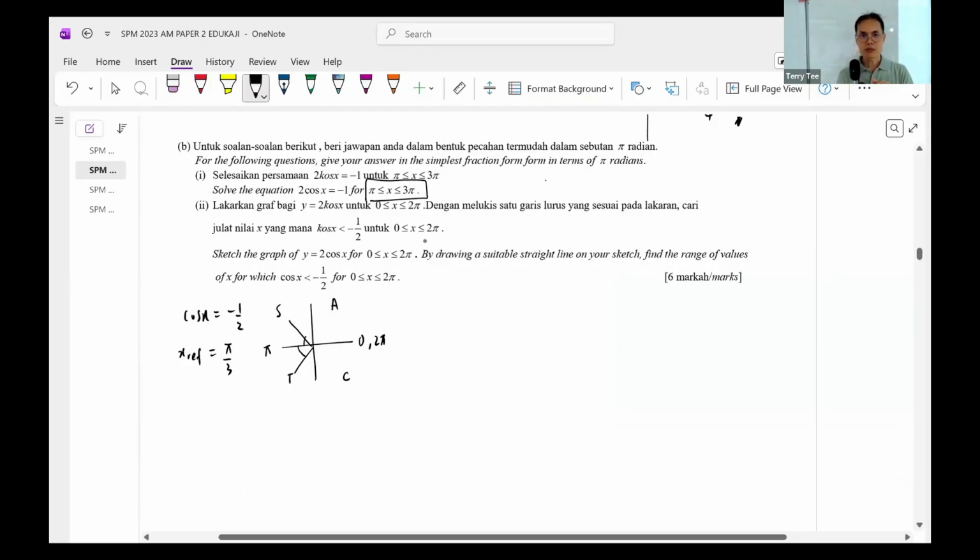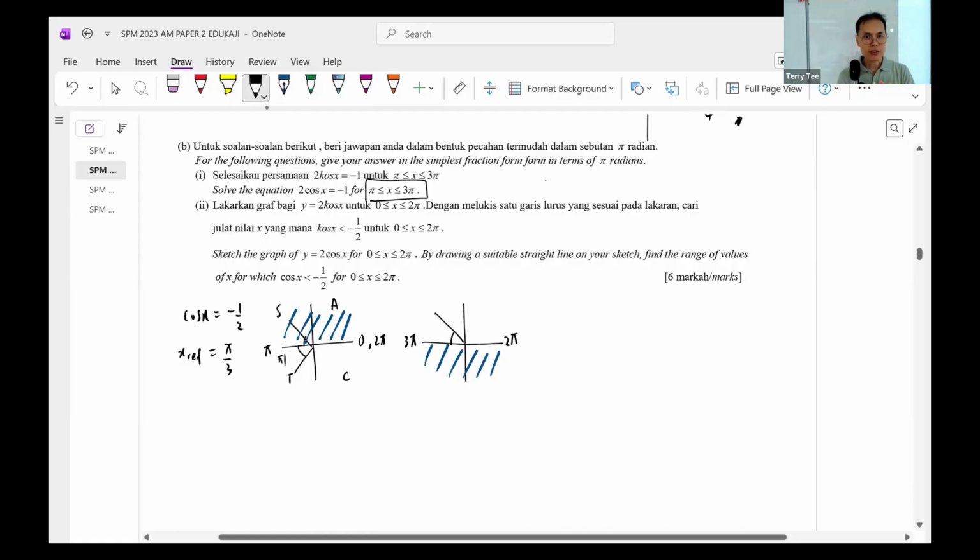But because this is from 0 to 3 pi, we're going to go a little bit more. This is 2 pi. This is 3 pi. That means we don't take anything here. Should I just blank this out? We cannot take this. We cannot take this. We only take pi to 3 pi. So we have to consider the answer over here.